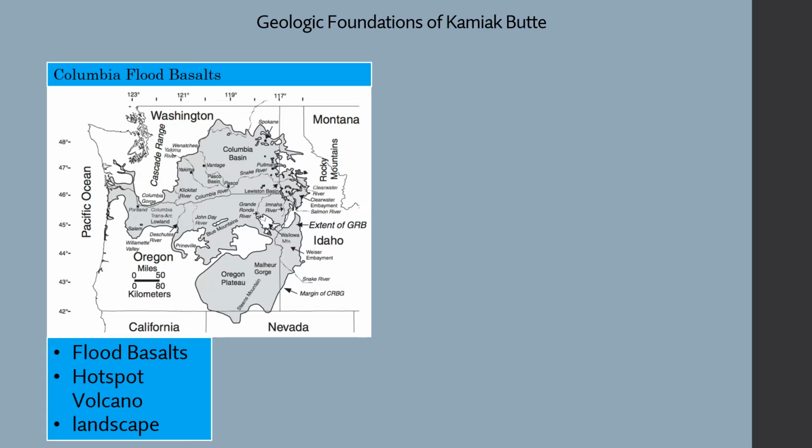Flood basalts. The area around Kamiak Butte has been shaped over the years by a series of geologic events. This includes massive glacial and volcanic flooding events. Starting around 17 million years ago, the hotspot volcano, now known as Yellowstone, was in a different place in its geologic path. It was located around where southwestern Idaho is now. Eastern Washington was flooded with basaltic lava flows from this location.